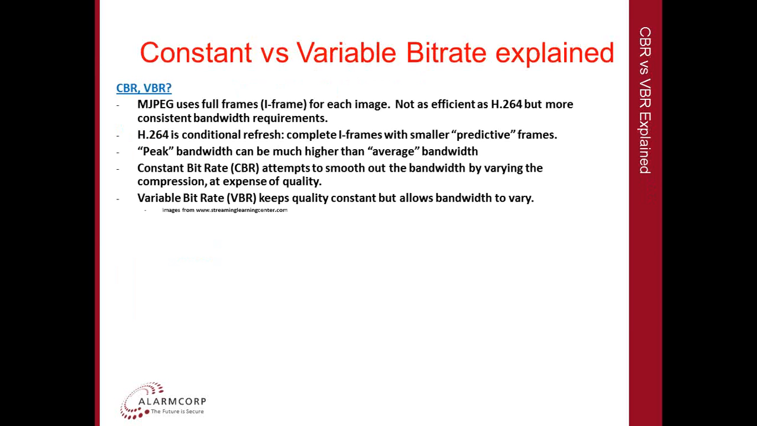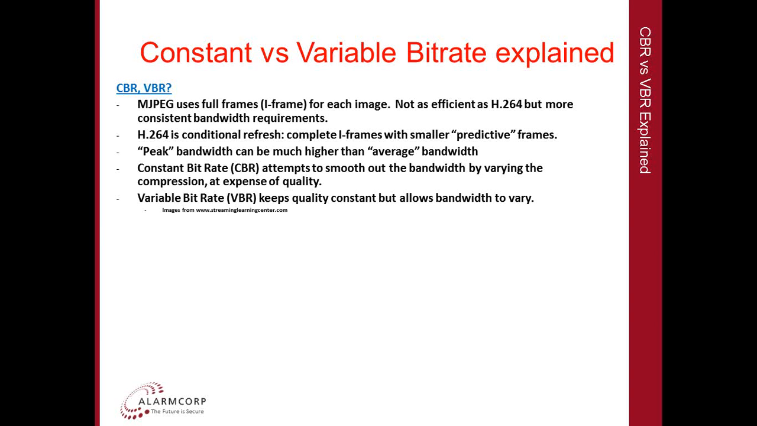CBR, VBR. Now, if you look at MJPEG compression, which was common up until a few years ago, this would use a full frame or an iframe for each image. This was not as efficient as H.264, but you had more consistent bandwidth requirements because the frame size didn't vary that much from one frame to another. Now with H.264 we have conditional refresh. We have complete iframes with smaller predictive frames in between. So what that means is that peak bandwidth can be much higher than the average bandwidth.